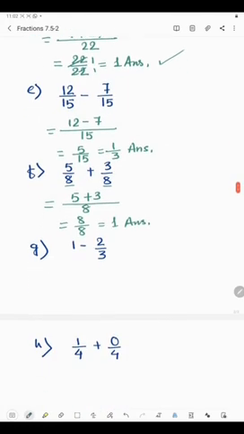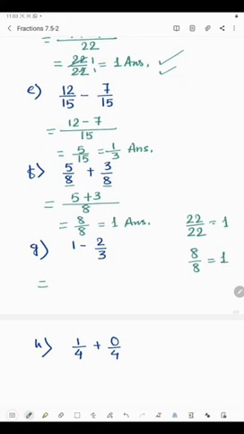Now in the G part, we have 1 minus 2 by 3. Here a fraction will be subtracted from a whole number. So how will you subtract this? Now here we have learned that when it is 22 by 22, when the numerator and denominator are the same, then we get 1. When it is 8 by 8, we get 1.